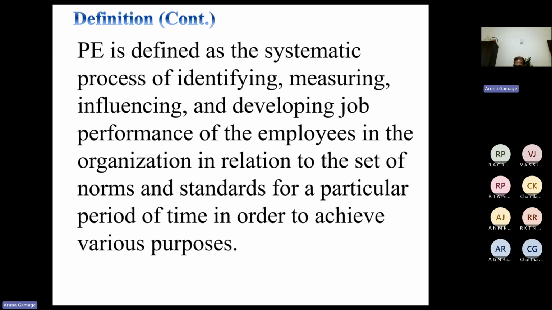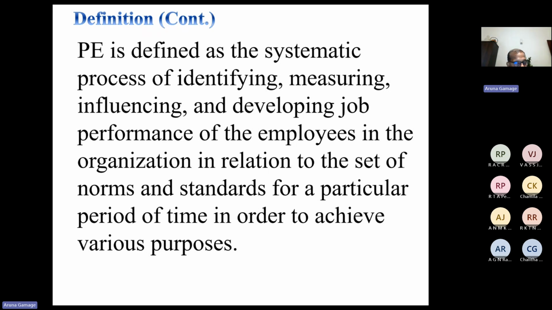Do not do performance evaluation as a fashion. There should be a reason. There should be a purpose, right? So what is the purpose? You are doing performance evaluation to achieve your own purpose. It cannot be someone else's purpose. You can't copy the purpose of others.